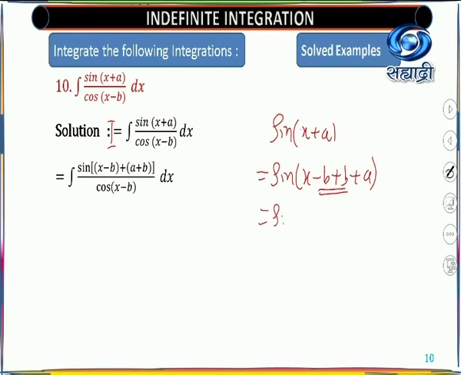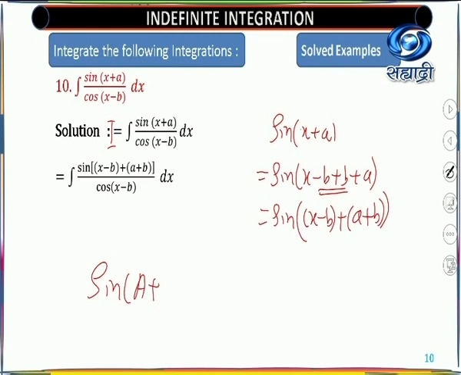But you are able to write properly because it is in terms of x minus b together plus, addition is commutative. I told you many times. So you are able to write a plus b. So here is your angle: sin of x minus b plus a plus b upon cos of x minus b. Now as usual, this is like a sin a plus b formula.